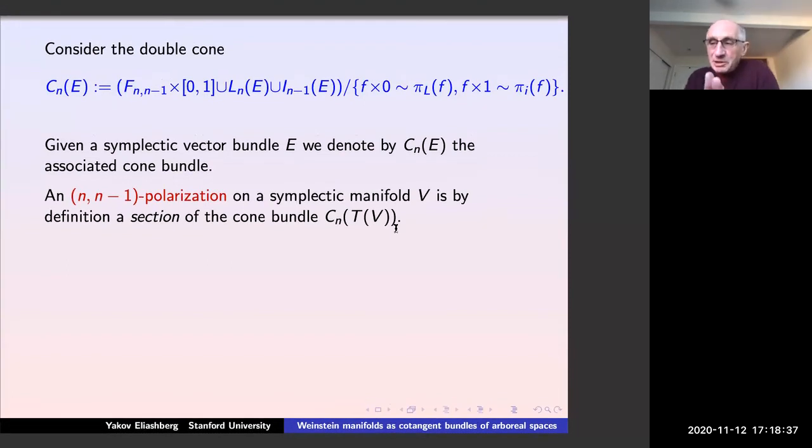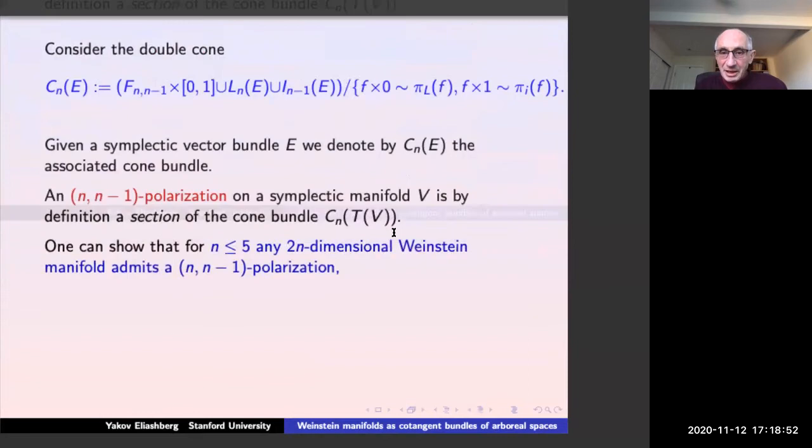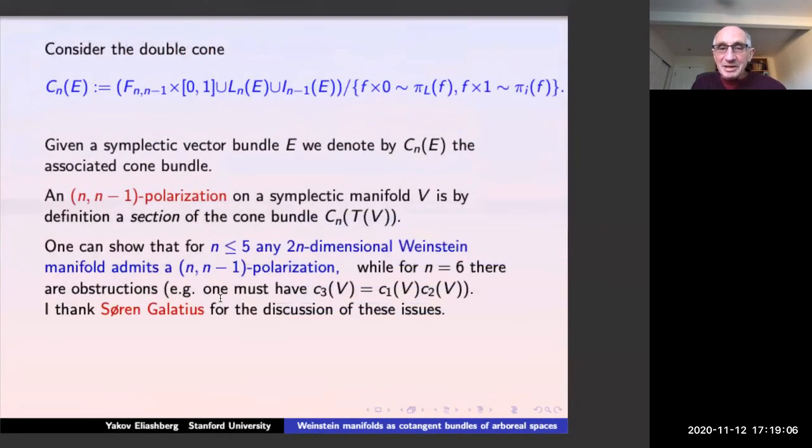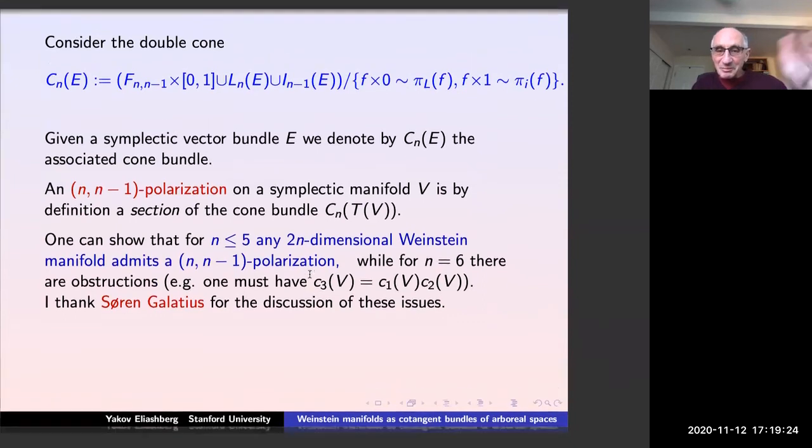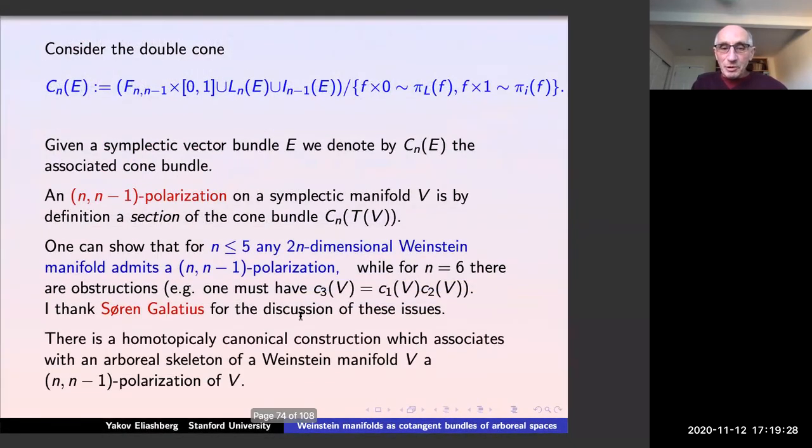Intuitively, it means that you have a Lagrangian plane field, and sometimes you're allowed to collapse it to a subspace, and then at some point it again begins to be Lagrangian, etc. At my request, Søren Galatius made some computations. For instance, he computed that for dimension less than five, any 2n-dimensional manifold always admits this polarization. In dimension twelve, meaning n equals six, you get the first obstruction. For instance, this is a constraint: the third Chern class should be equal to c1 times c2 in order to have such a structure. But anyway, this is just some pure homotopy theory.